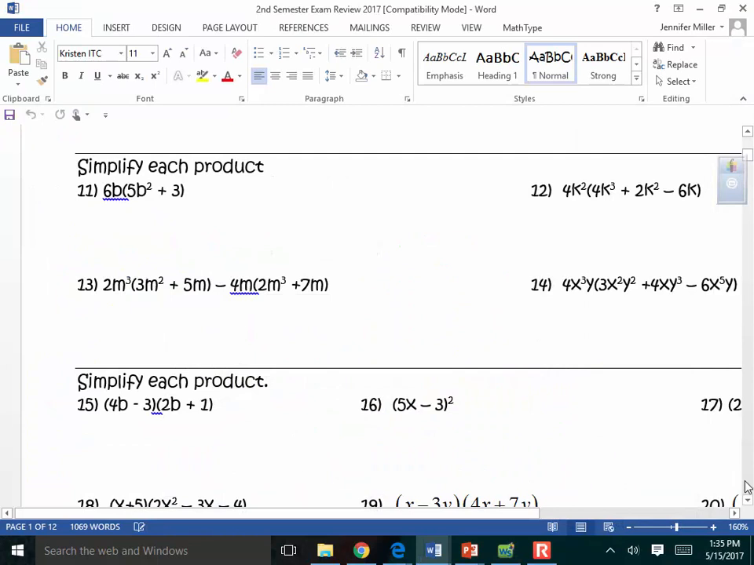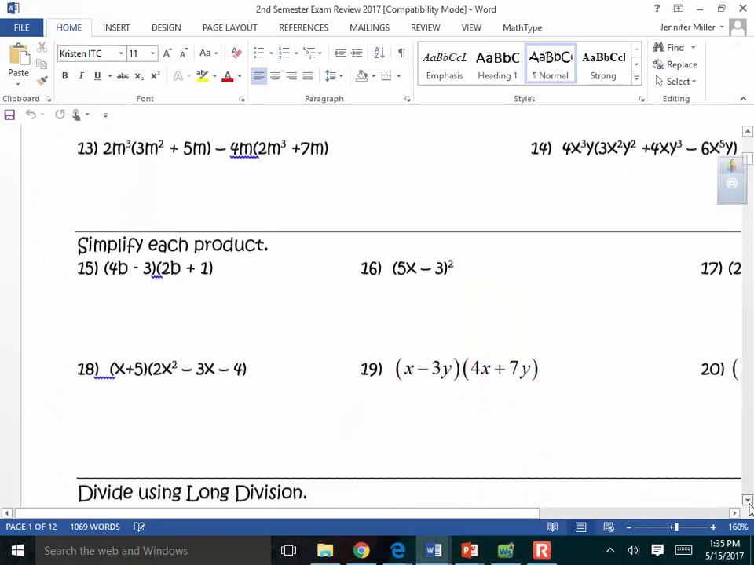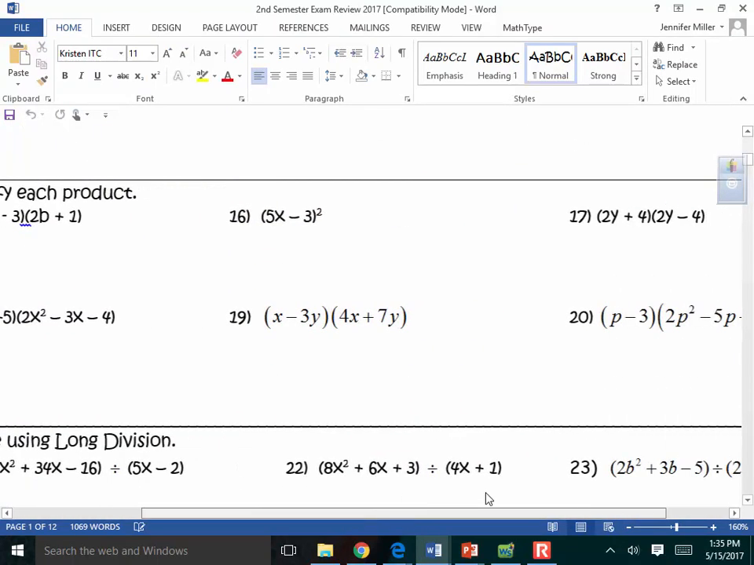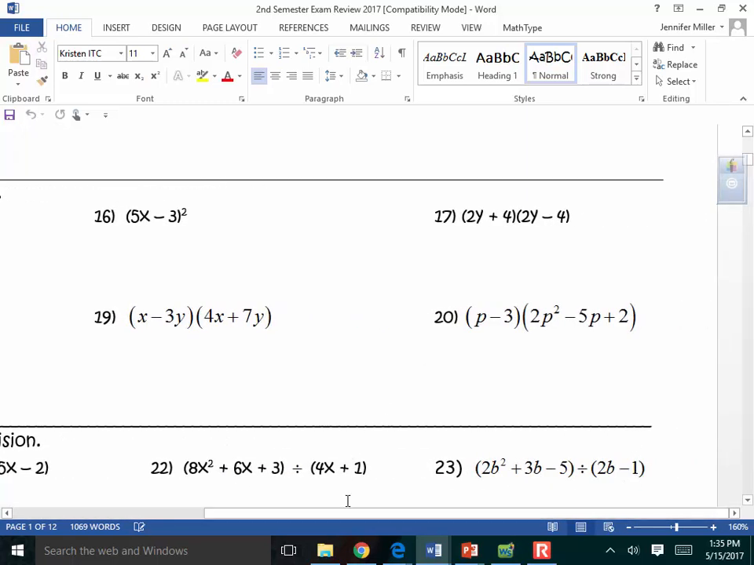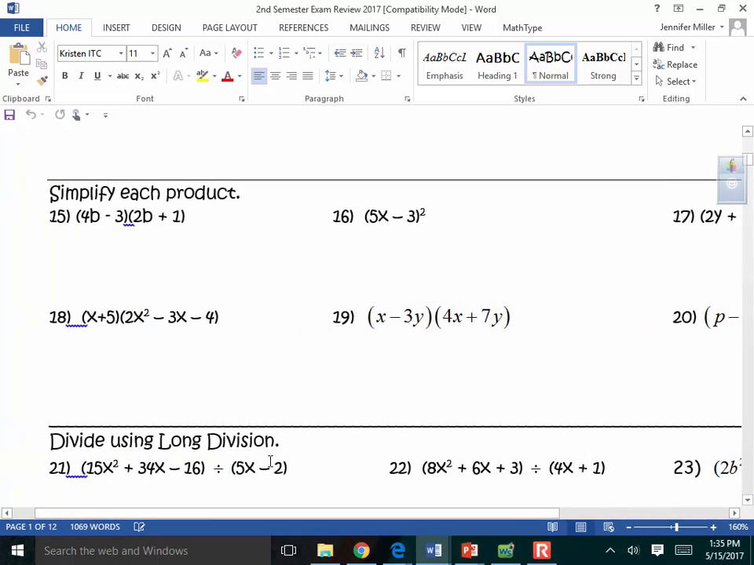All right. Other problems here you guys want to see? Do you want to see one where it's a binomial and a trinomial? Like number 18? All right, you ready?